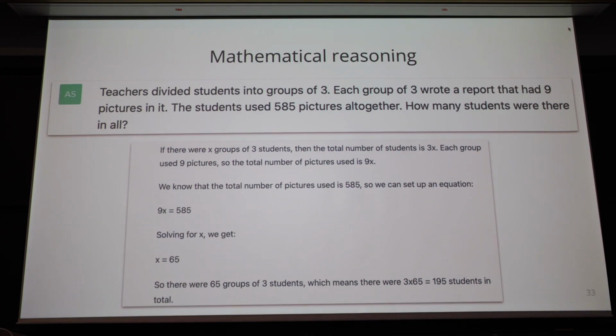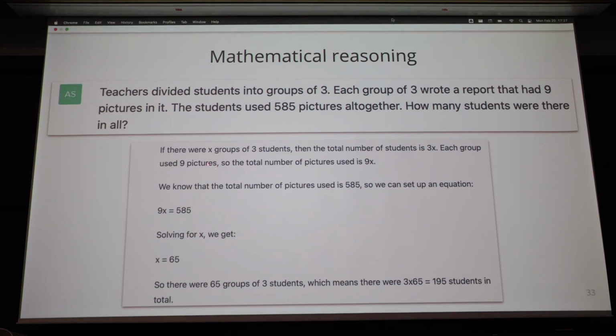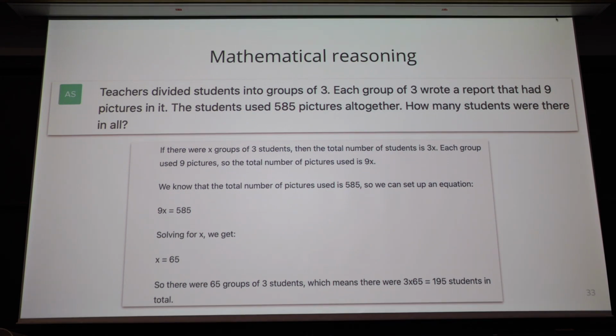Next example is mathematical reasoning. So this is a simple word problem. You can read the word problem, but it's a very simple word problem, trust me. And not only does it give the answer here, 195 students, it goes ahead and gives a very exam-style answer where it explains the reasoning process, assumes these kinds of variables so that it's also easy for humans to understand.